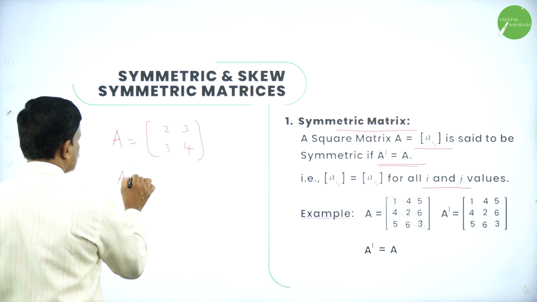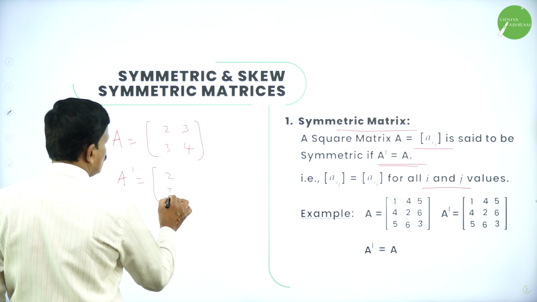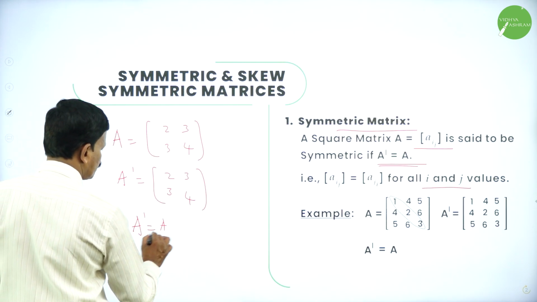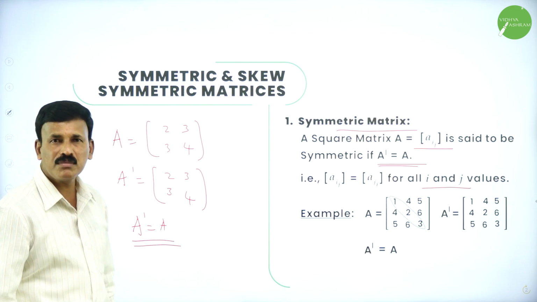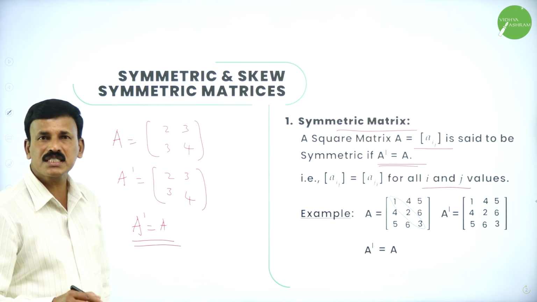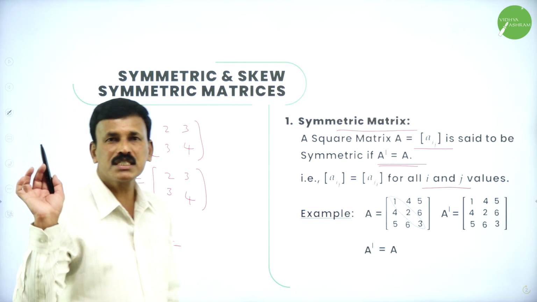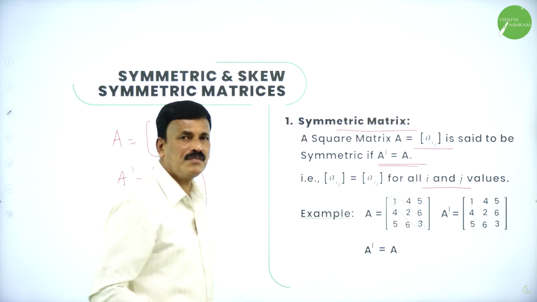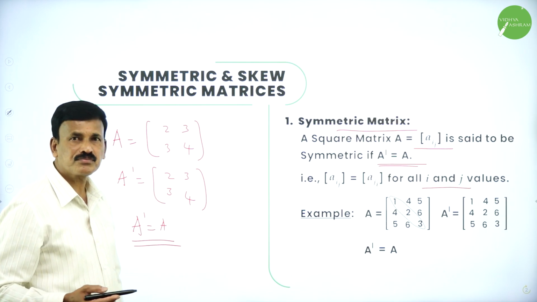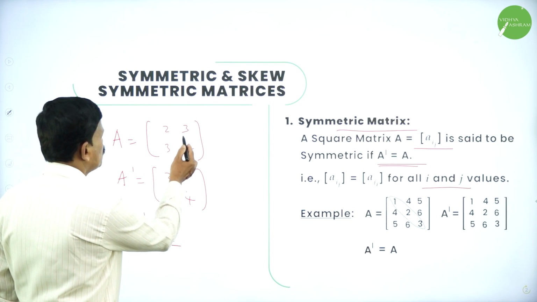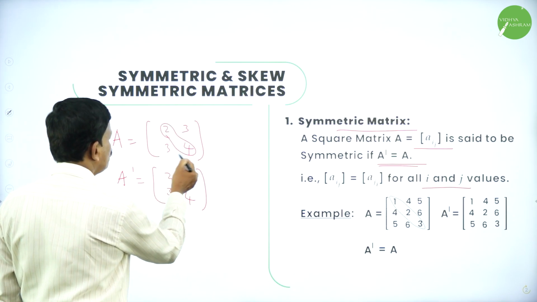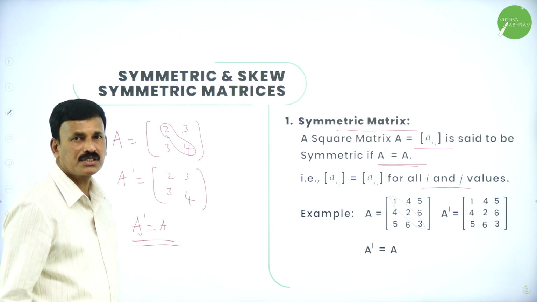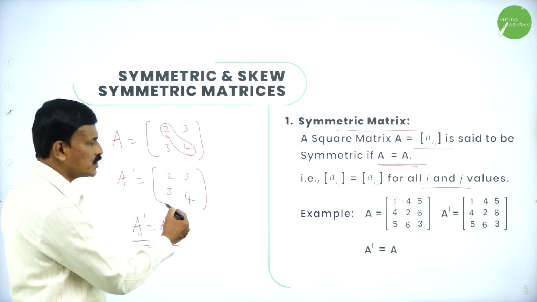If I transpose this, the transpose of this is, first row becomes first column, 2, 3, 3, 4. See, here A dash is equal to A. The transpose will remain the same. If you transpose, you will get the same matrix. Such a matrix is called a symmetric matrix. A square matrix A is said to be symmetric if and only if A dash is equal to A. That is, all the elements above the principal diagonal must be equal to elements below the principal diagonal. If you fold along the diagonal, these elements will coincide. Further, if I transpose this, A dash is equal to the same matrix.